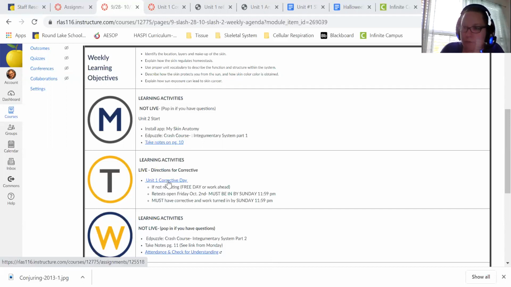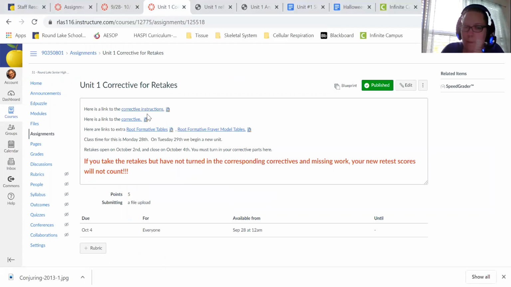But I'm going to go through what the corrective day is. Once you click on this Unit 1 corrective day, this page will pop up. The first link here is the link to the instructions. The second link is a PDF to the actual corrective assignment. These last two links are the root tables that you can use if you are going to be doing the corrective to do the retakes for the root summatives.